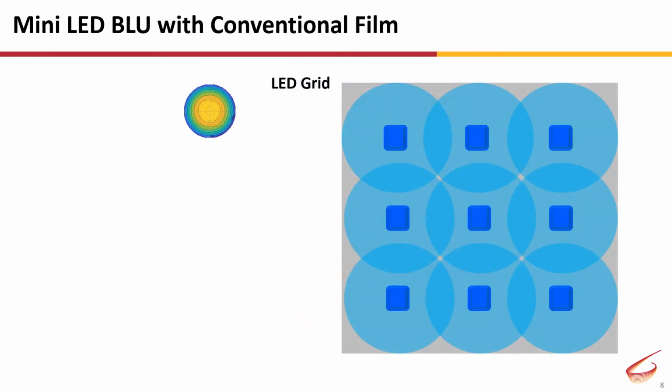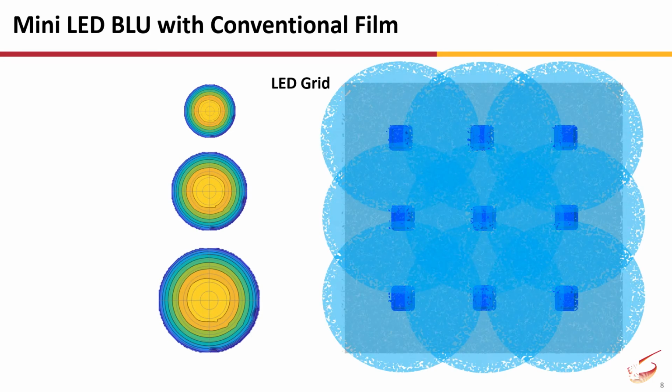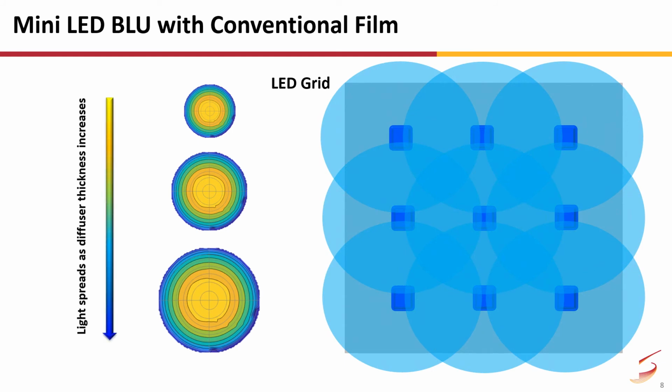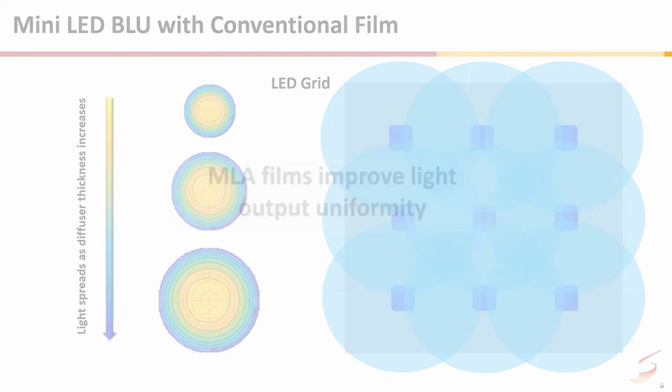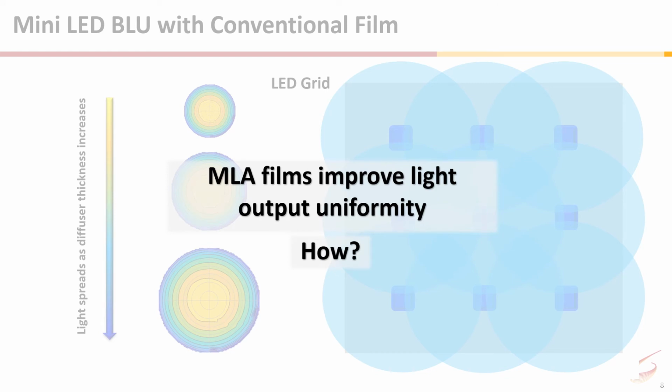First, I'd like to show an example of how a diffuser that relies on light scattering would work in a mini LED backlight. To improve light uniformity, we'd rely on the thickness of the film because light spreads more with increasing film thickness. This approach does not take full advantage of a mini LED array and creates hotspots. With MLAs, we can be more sophisticated in how we manage light. Next, we'll talk about how MLAs work to achieve this.